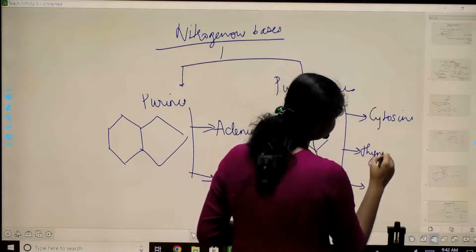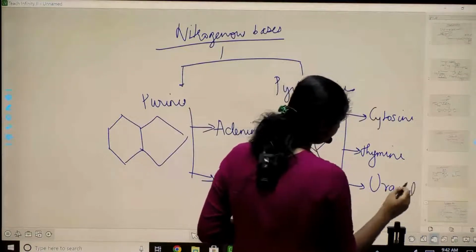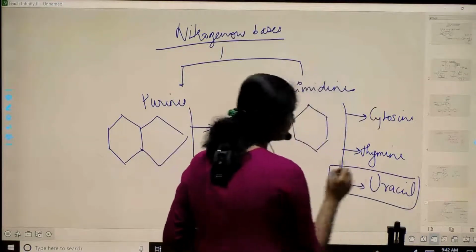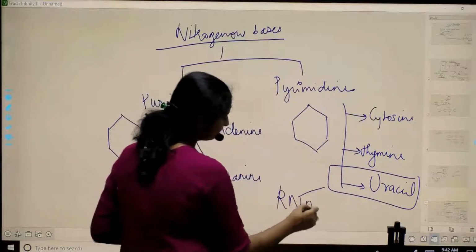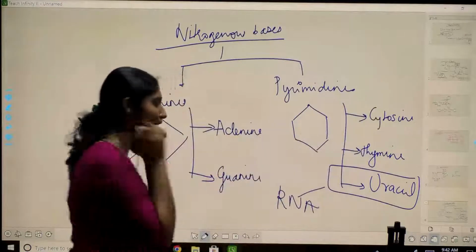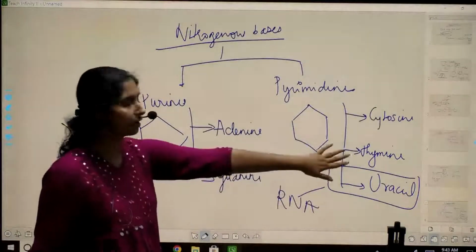thymine, and uracil. Uracil base is only found in the case of RNA, and thymine is not found in RNA. So DNA will not have uracil, and RNA will not have thymine.